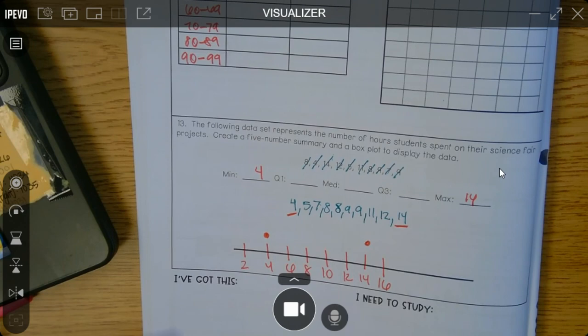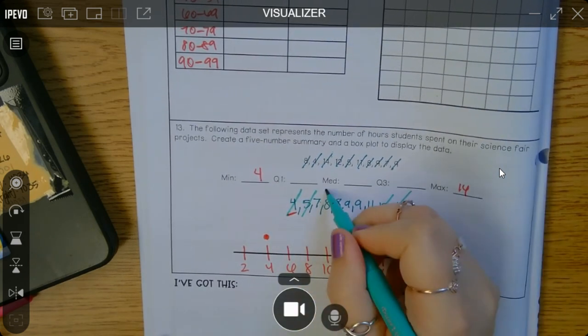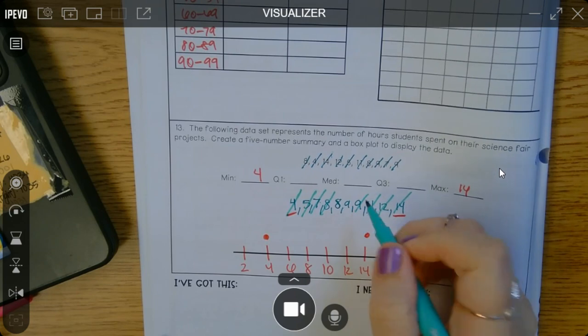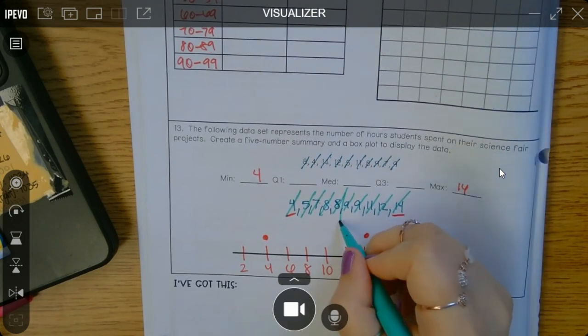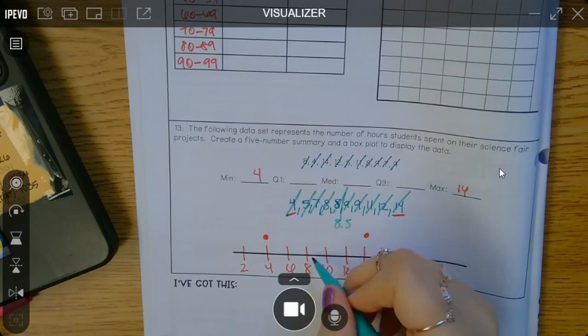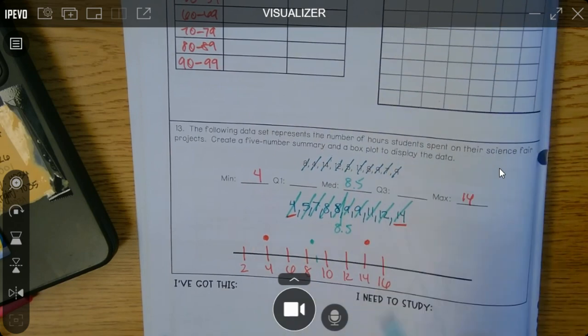Then you want to find your median. Once they're listed in order from least to greatest, you cross off to find that middle number. So beginning, end, beginning, end, beginning, end, beginning, end, beginning, end. It's between that 8 and 9. What's between 8 and 9? Yeah, 8.5. So this would be 9, so 8.5 would be about there. Okay, so that's your 8.5.